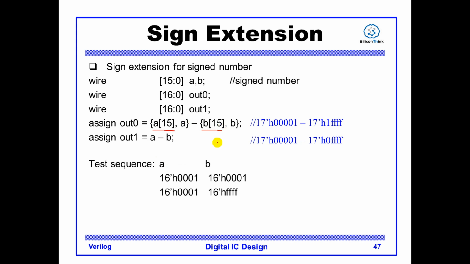The other way to code this is you can use the signed keyword here, and you'd better also name the result as signed. Then you can write it in this format, and this will give you the right result. This is because you have told the tool they are signed numbers, and when doing the calculation, the tool will do sign extension for you.